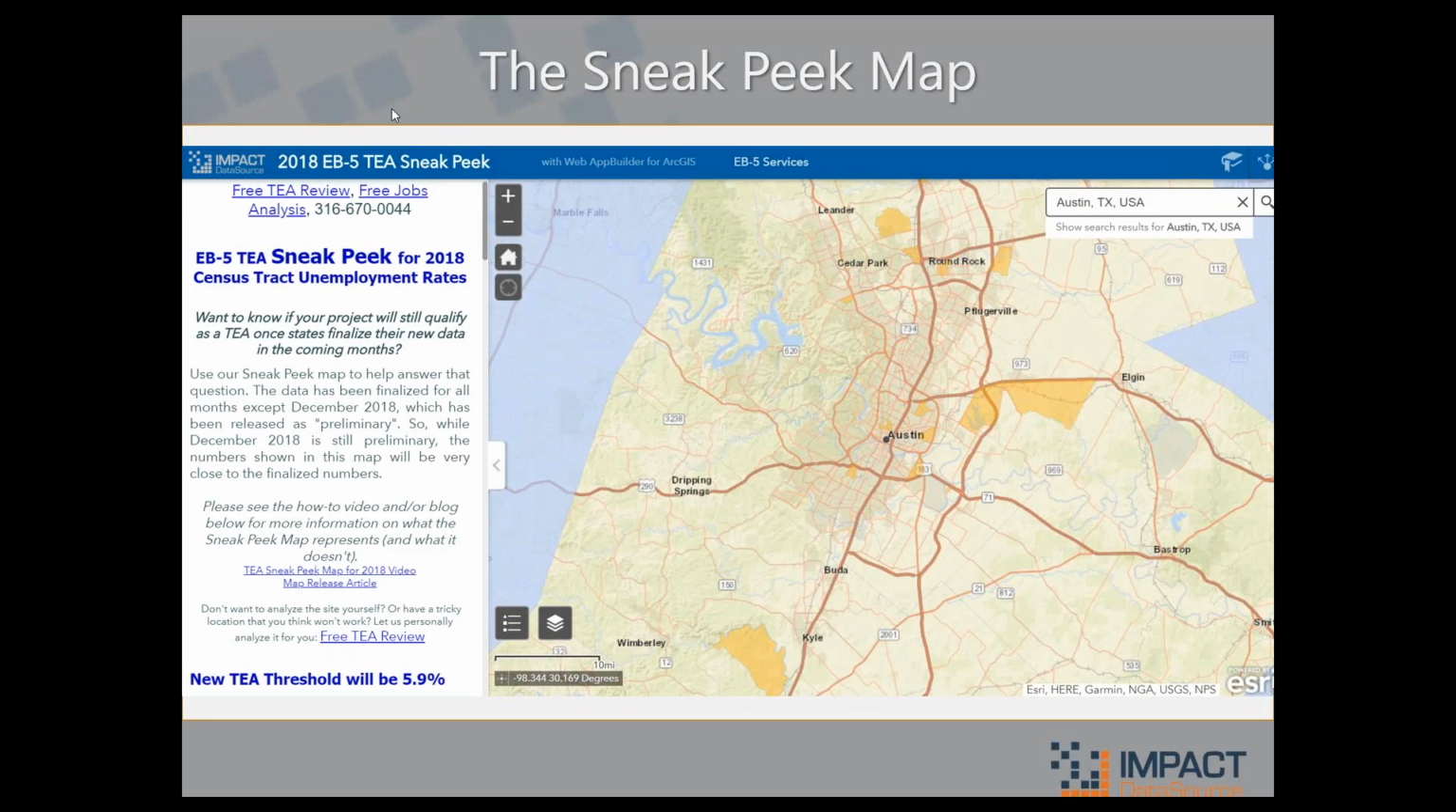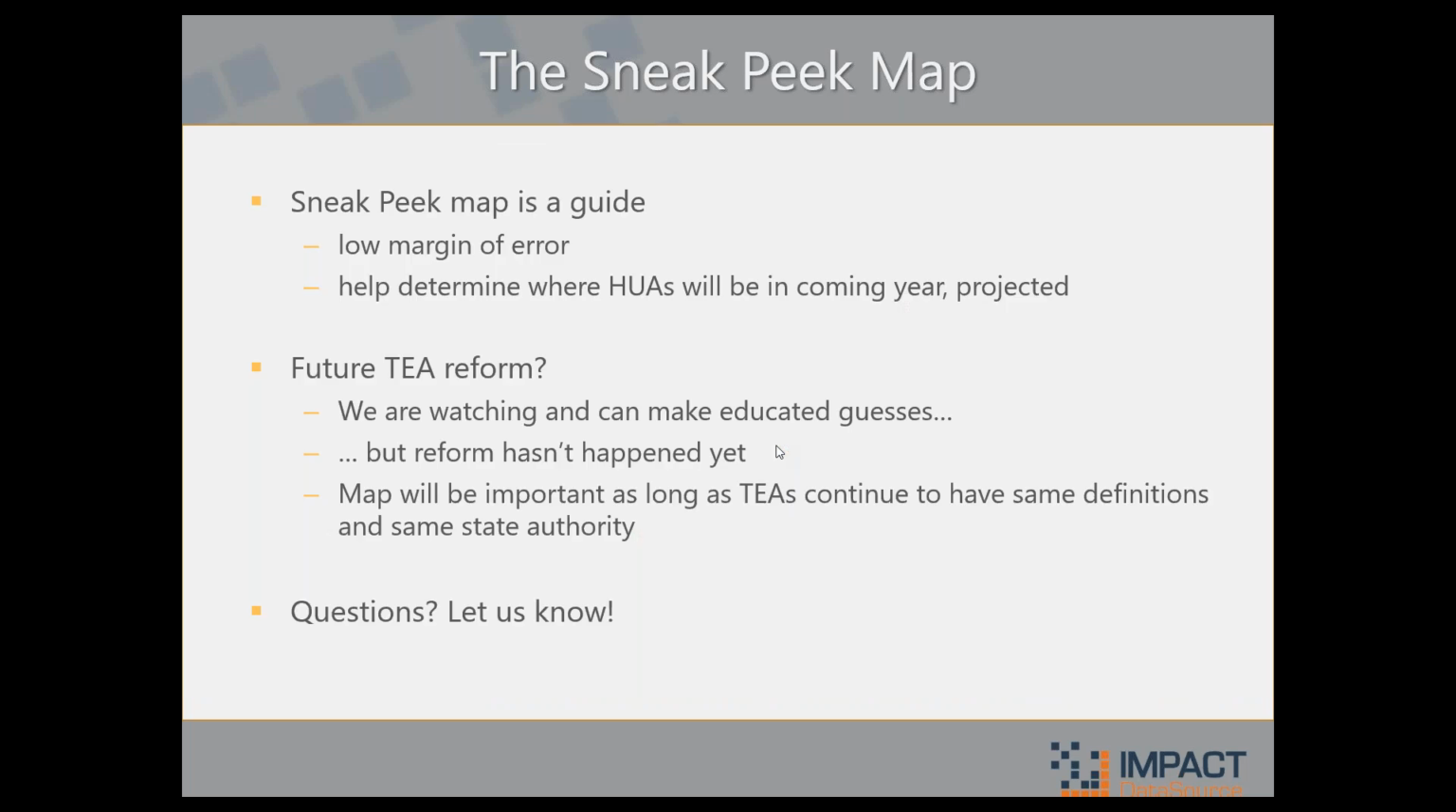So, getting back to the presentation. The sneak peek map is just a guide with a relatively low margin of error, and it's going to help us project where things might be looking in a few months. Everyone still has the question of what the future changes to the TEA rules and processes are. Could it be legislatively, through regulations? We're keeping an eye on that, and we can make some educated guesses.